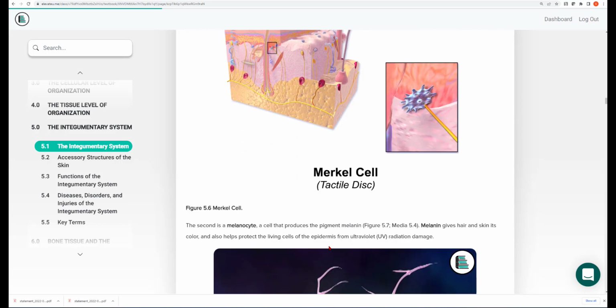The second cell that we saw visiting in that stratum basale are melanocytes. These are cells that produce a pigment called melanin. Melanin is a protein that gives your hair and your skin their color. And melanin is also very important in protecting your epidermis from damage from ultraviolet radiation.